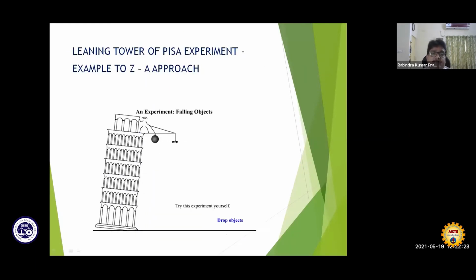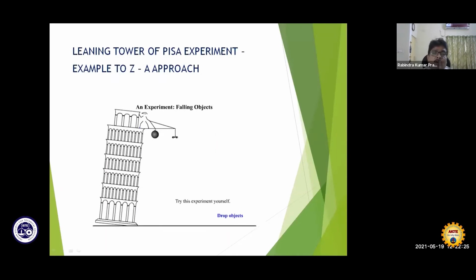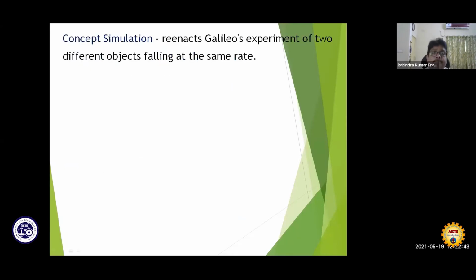So, for example, this is what you can otherwise call simulation methods and experiments on falling objects. So you can also bring this kind of exercise into your classroom. So what is it all about?